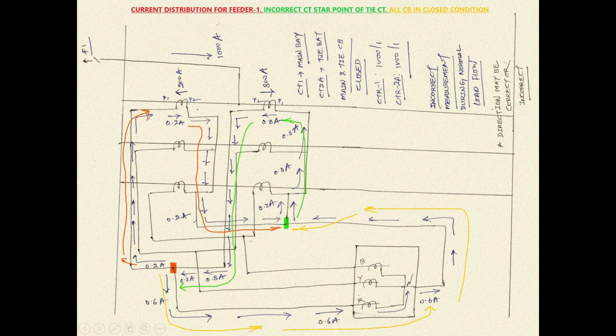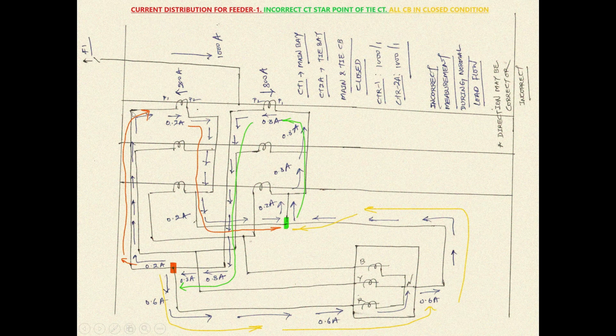What is the meaning of incorrect CT star point? Basically, if you see over here, the CT star point of the main CT is formed towards the protected object side. So the CT star point is formed towards the P2 side. But for the tie CT, the star point, instead of being formed on the P2 side, is formed on the P1 side, which is not the desired direction of star point formation. The star point is formed opposite to the protected object side. So now what happens? The remaining connections are the same.